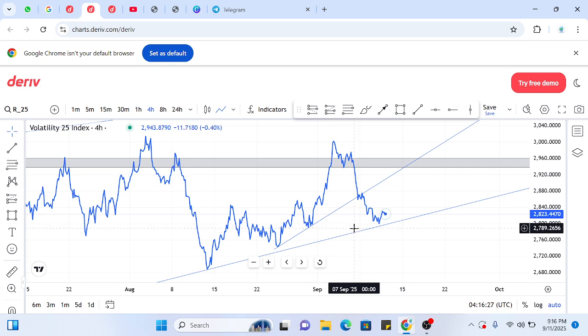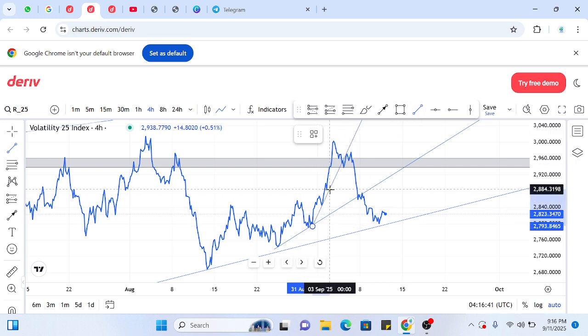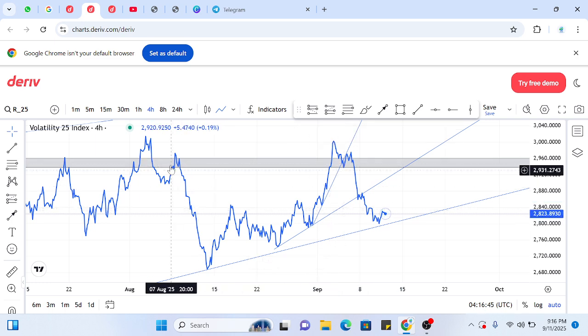I don't intend to take much time with this analysis. I just want it to be brief and swift. So we have this particular trend line here, and then we have this one here. Basically, this one was the trend line which helped anyone to take a sell.